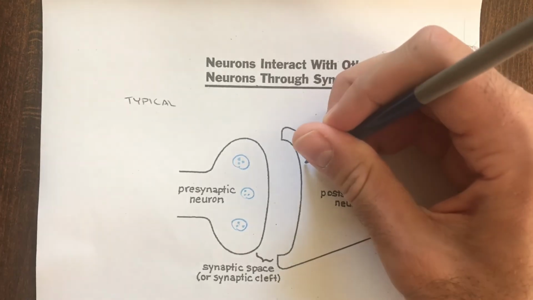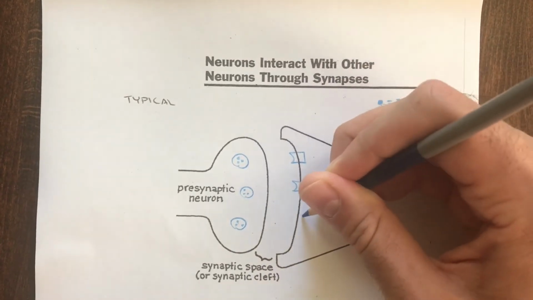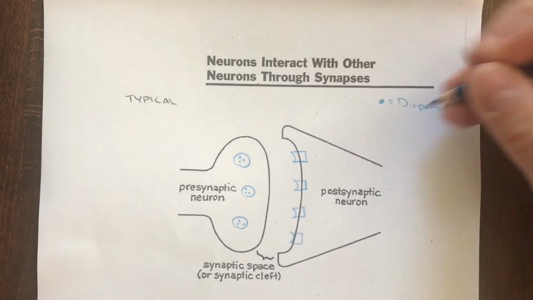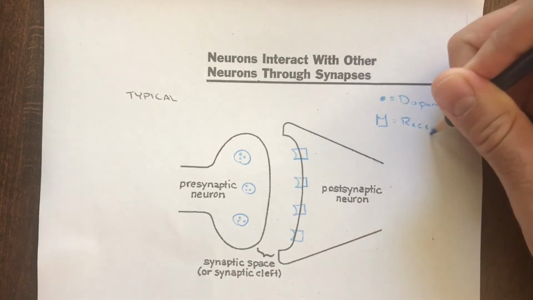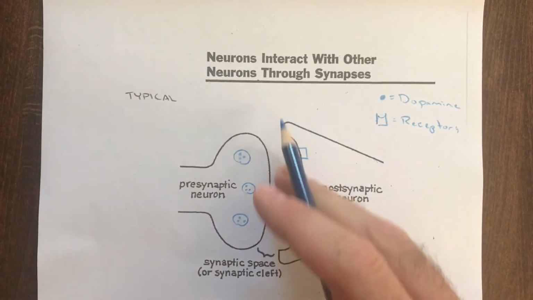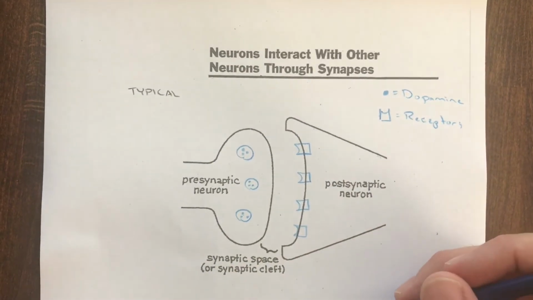To complete our diagram here, let me go ahead and add some receptor proteins. I'm going to go 1, 2, 3, 4. These are our receptors at the other end of that synapse, that space. And there's nothing magical about 4. It just fits well in the picture.